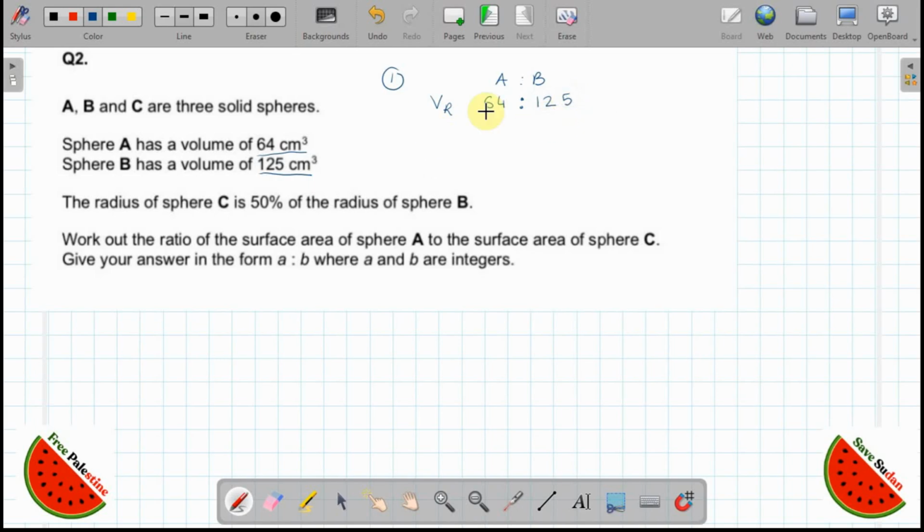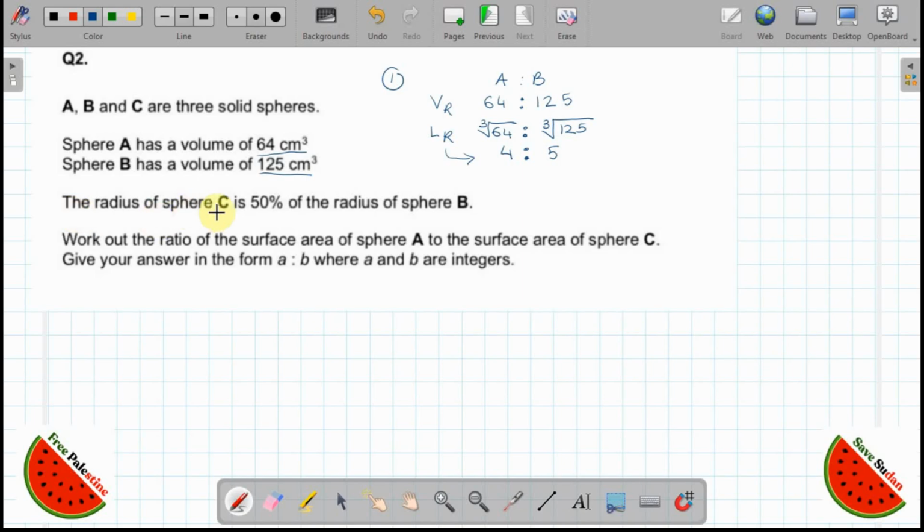So from this volume ratio I can work out the length ratio by cube rooting the volume ratio, because the volume ratio is 3-dimensional and the length ratio is 1-dimensional. So if I cube root it, I'll get the length ratio. So cube root of 64 is 4 and cube root of 125 is 5. So the length ratio for A to B is 4 to 5. Okay, now I'm going to carry on reading the rest of the question.